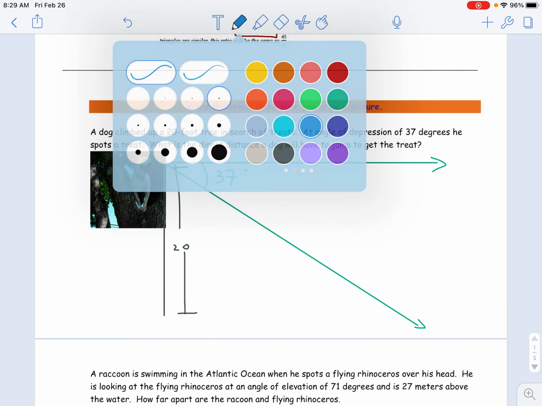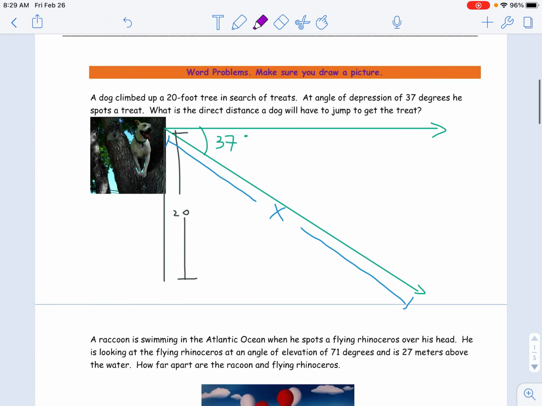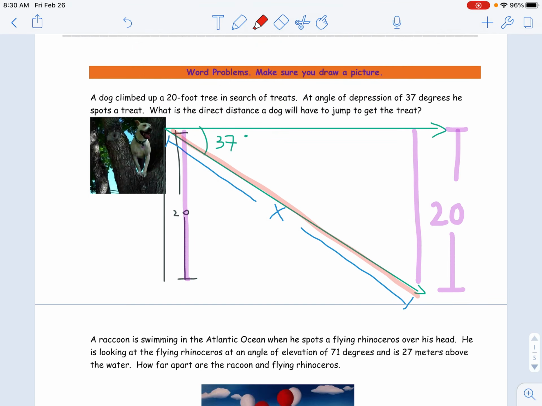All right, what is the direct distance? So it's asking for the dog jumped. What's this distance right here? That's what we gotta find. And again, a couple ways to do this problem. The way I like to do it is just transfer this height of this tree over here, and say now this is 20. And then we have this right triangle to focus on.